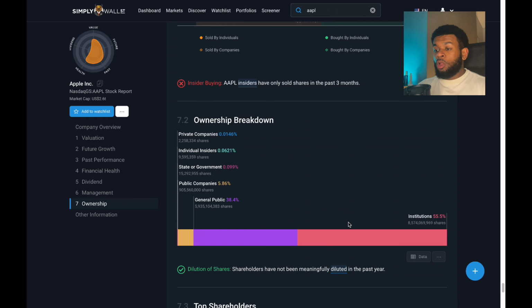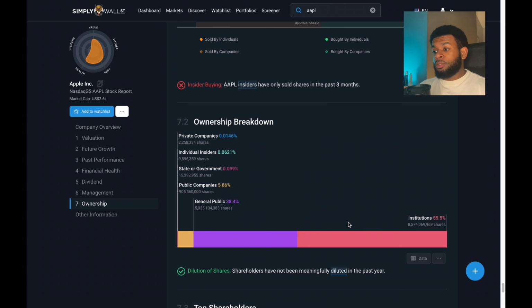Lastly, we can see through Simply Wall Street the ownership and the breakdown. So we can see most of the stock is actually owned by large institutions, as well as the general public, which owns over 35% of the stock.